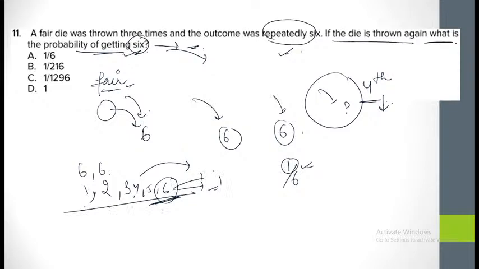So out of the 6 outcomes, the probability of getting a 6 on the top side is 1 upon 6 itself because there is no partiality done, there is no change done in the dice. So the answer would be 1 upon 6 only. Okay, so majority of the students got the answer correct. Very good. I hope this question is clear to you, right?